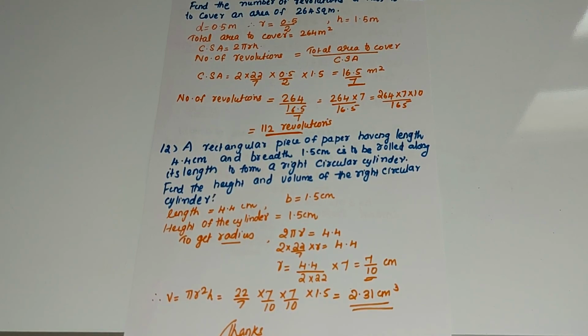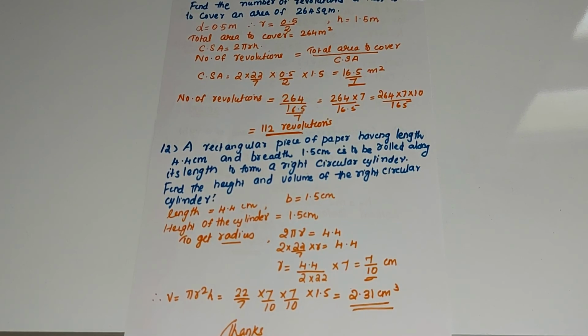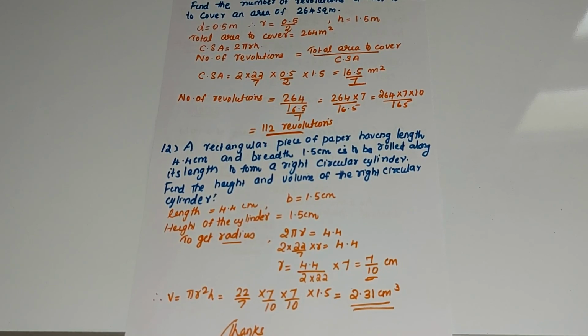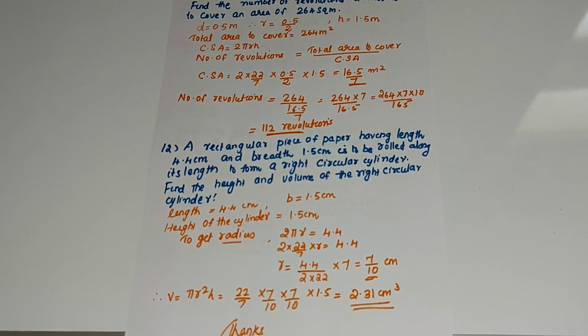So we got r equal to 7 by 10 centimeter, and substituting in the volume formula, V equals pi r square h equals 22 by 7 into 7 by 10 into 7 by 10 into 1.5. We will get 2.31 centimeter cube. So this is the volume of the cylinder formed from a rectangular piece of paper having length 4.4 centimeter and breadth 1.5 centimeter.